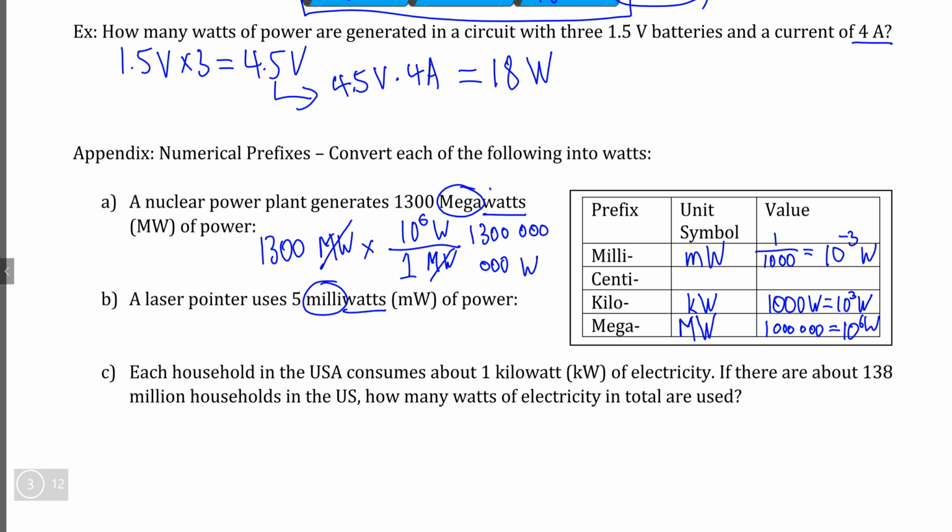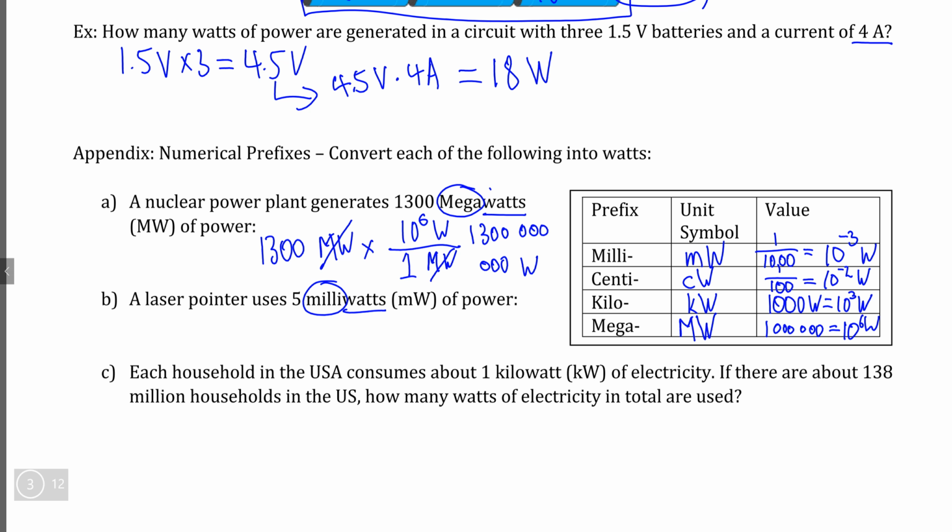Likewise, a centiwatt, symbol little cw, we know that a centimeter is 1/100th of a meter, so a centiwatt would be 1/100th of a watt, or 10 to the negative 2 watts.